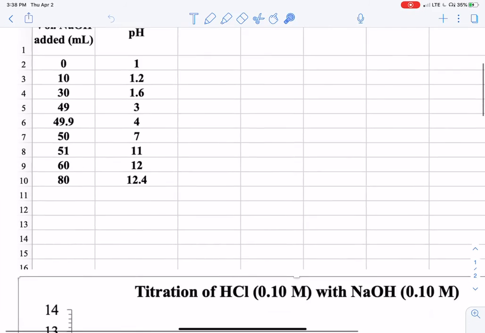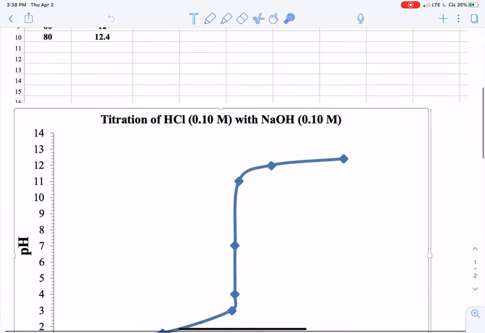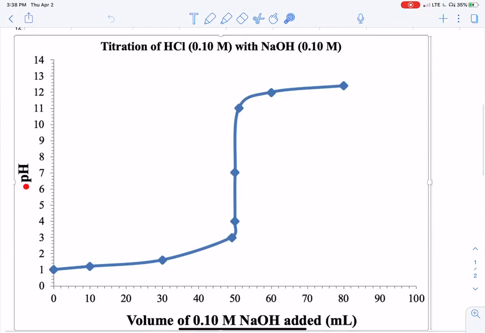Now, plotting the pH as a function of the volume of 0.1 molar sodium hydroxide that I've added, and just plotting that data, you can see that at the beginning of the titration it's very acidic. I start with a pH of 1 when it's just pure acid, and then the pH starts to slowly go up. Now, as I get close to the equivalence point, remember that pH started to really shoot up.